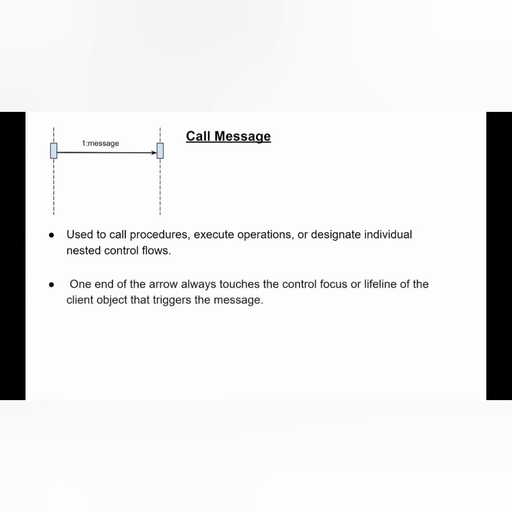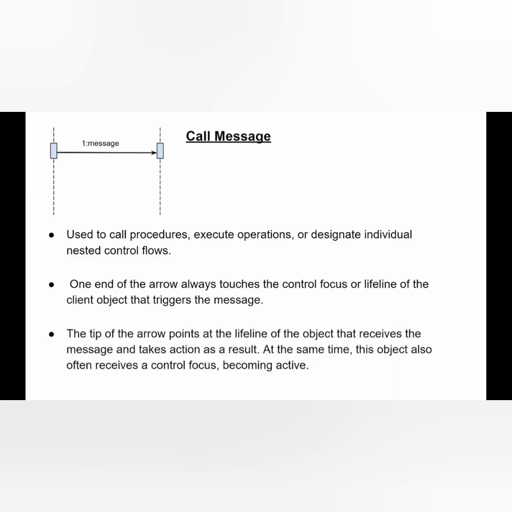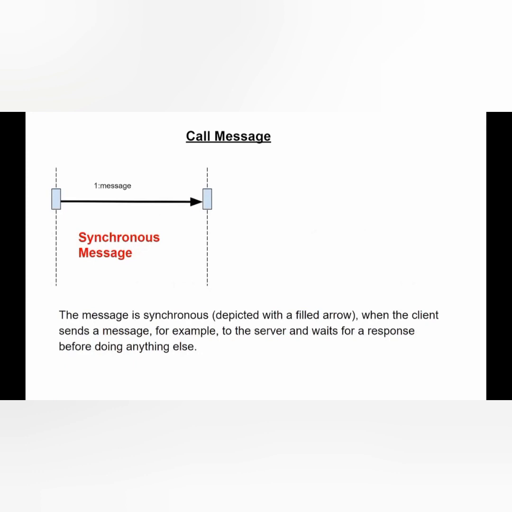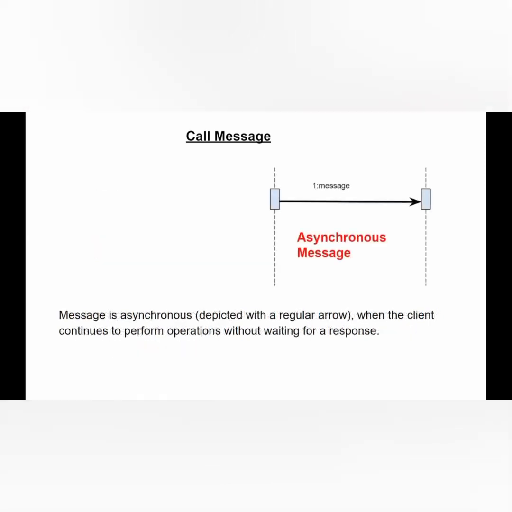One end of the arrow always touches the control focus or lifeline of the client object that triggers the message. The tip of the arrow points at the lifeline of the object that receives the message and takes action as a result. At the same time, this object also often receives a control focus, becoming active. The message can be synchronous, depicted with a filled arrow, when the client sends a message, for example, to the server and waits for a response before doing anything else, and asynchronous, depicted with a regular arrow, when the client continues to perform operations without waiting for a response.